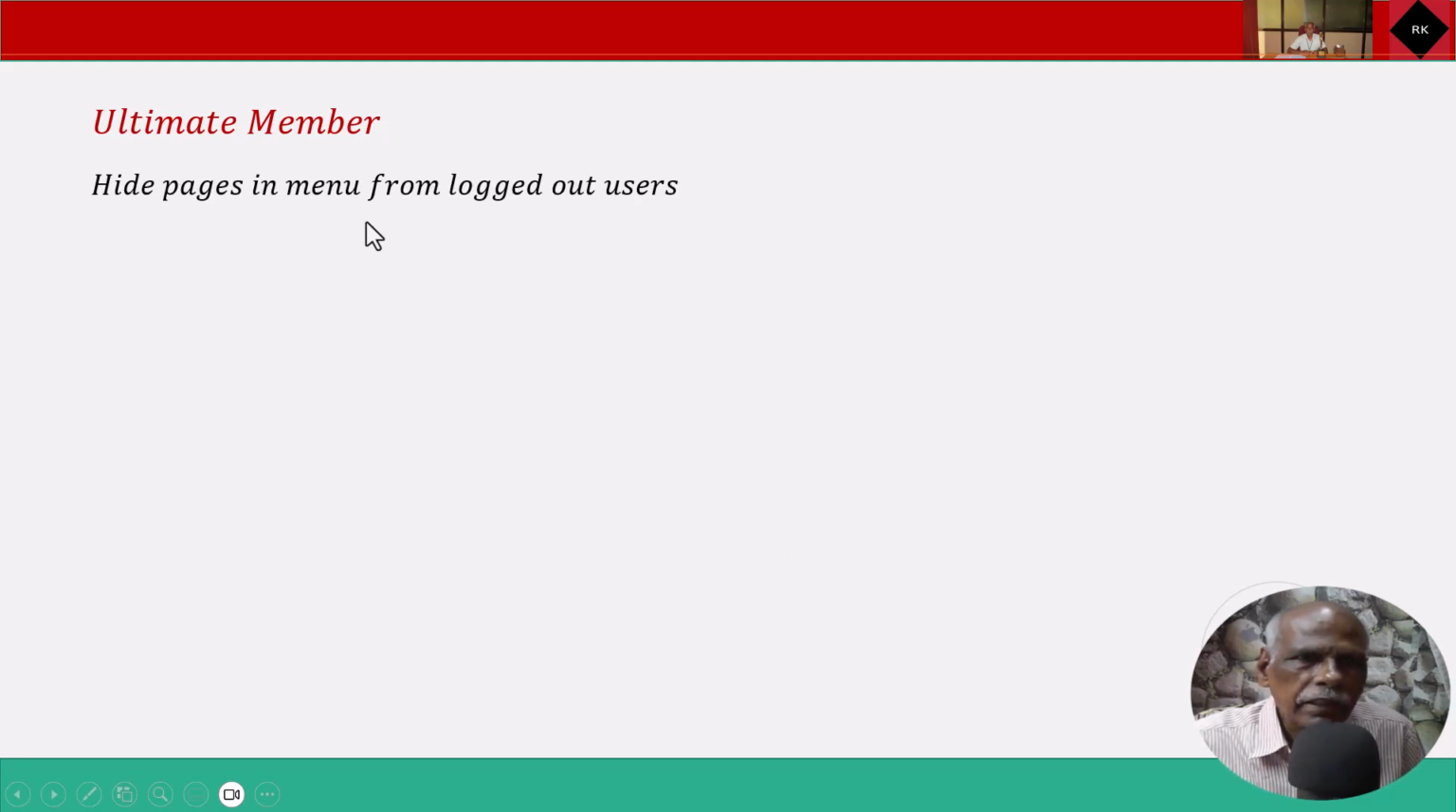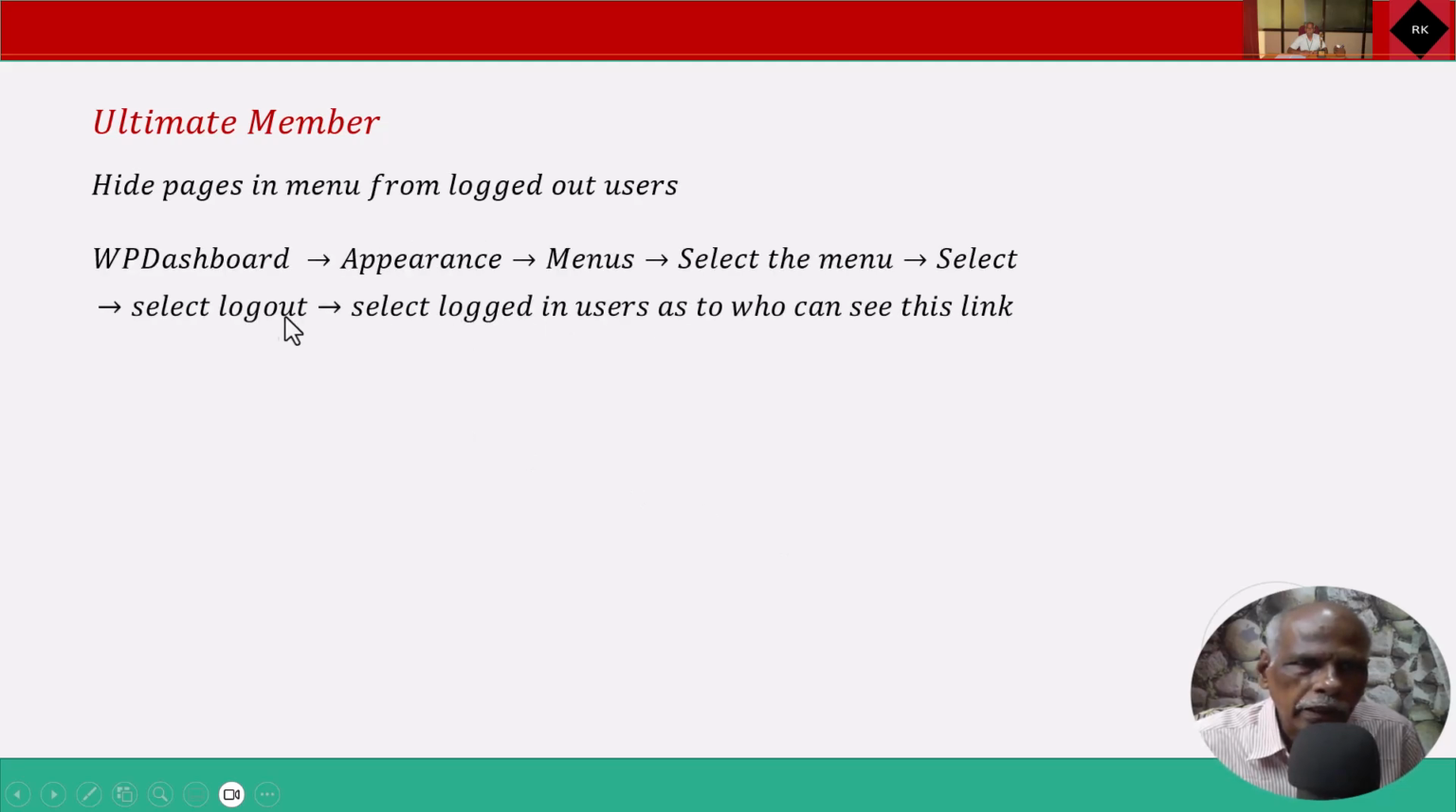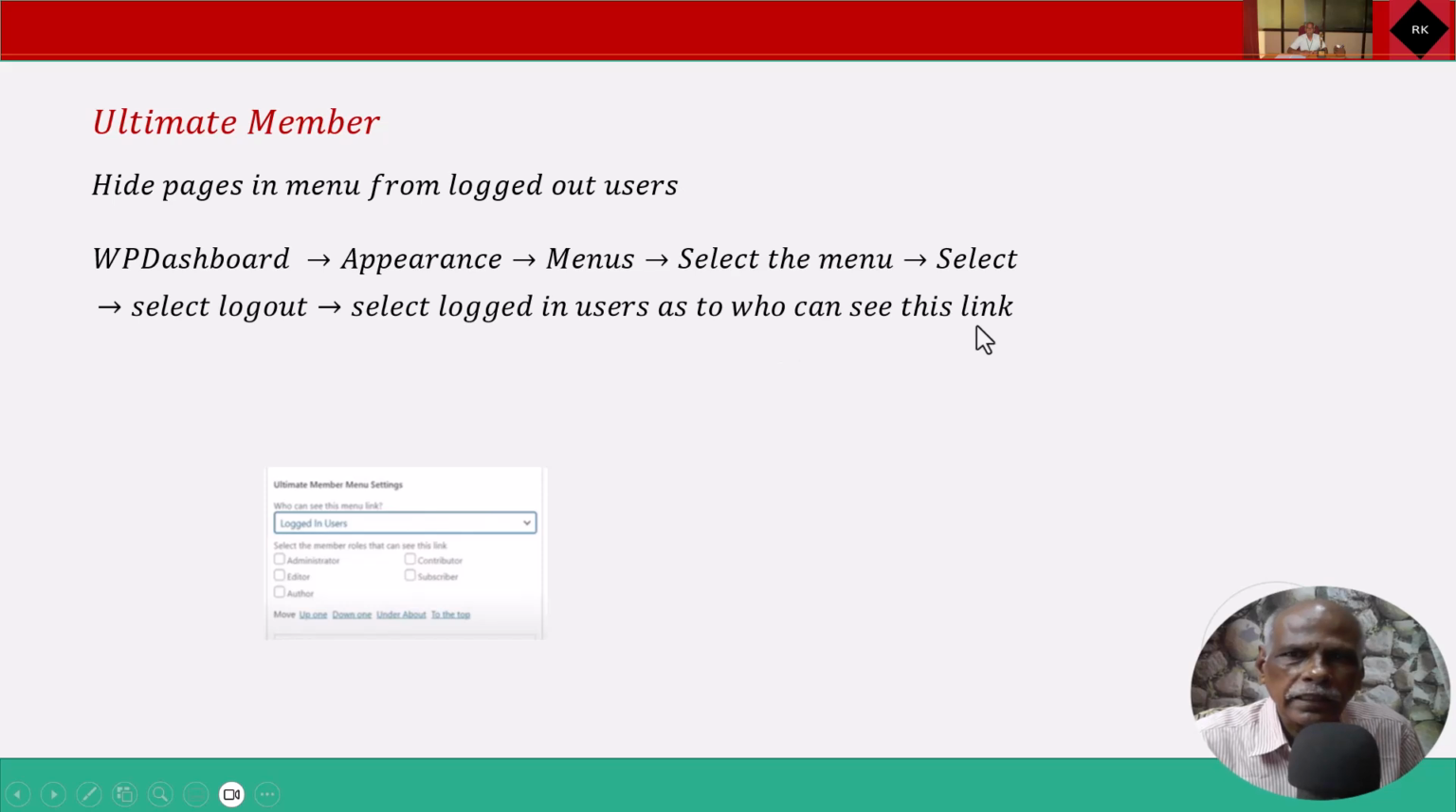Now hide pages in menu from logged out users. How do we do it? Go to the dashboard, appearance, menus and then select the menu. You have to select the menu in which these are there. And select the logout. And this is the menu we want to select and select the logged in users as to who can see this link. That means this logout menu can be seen only by the logged in users.